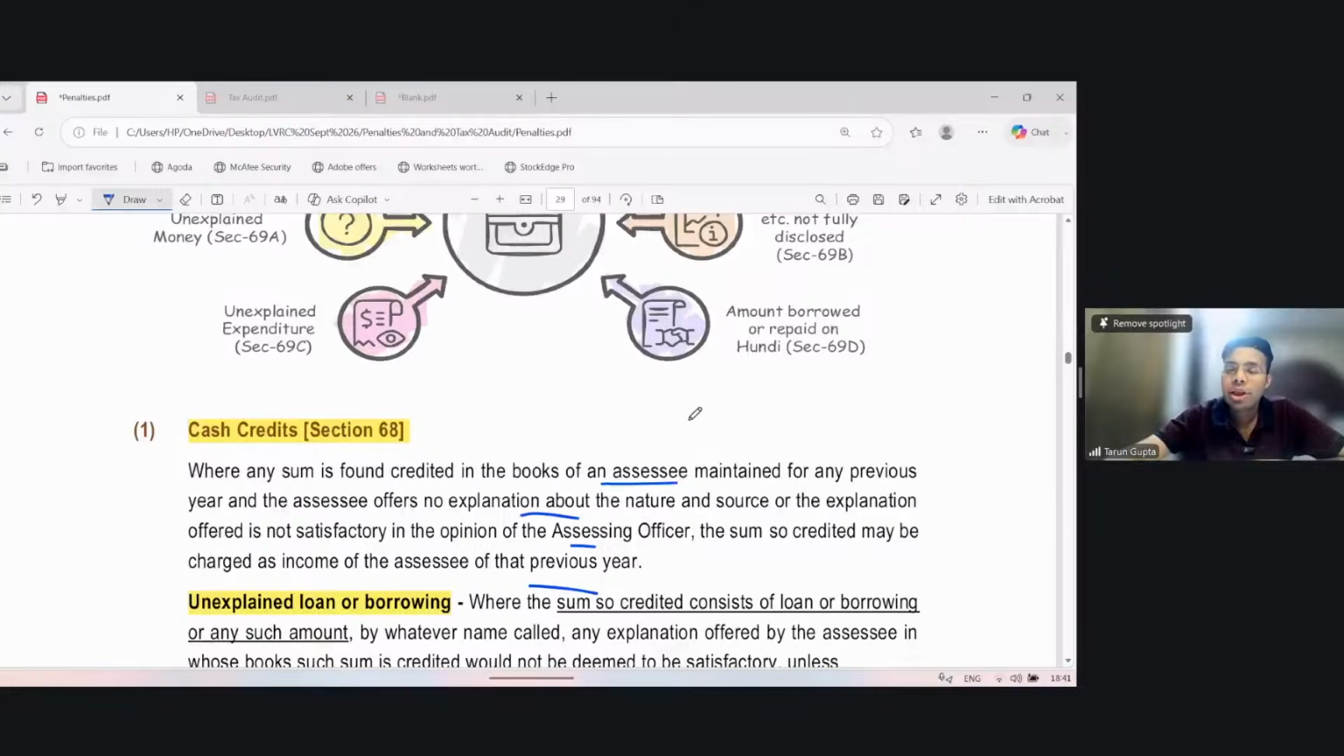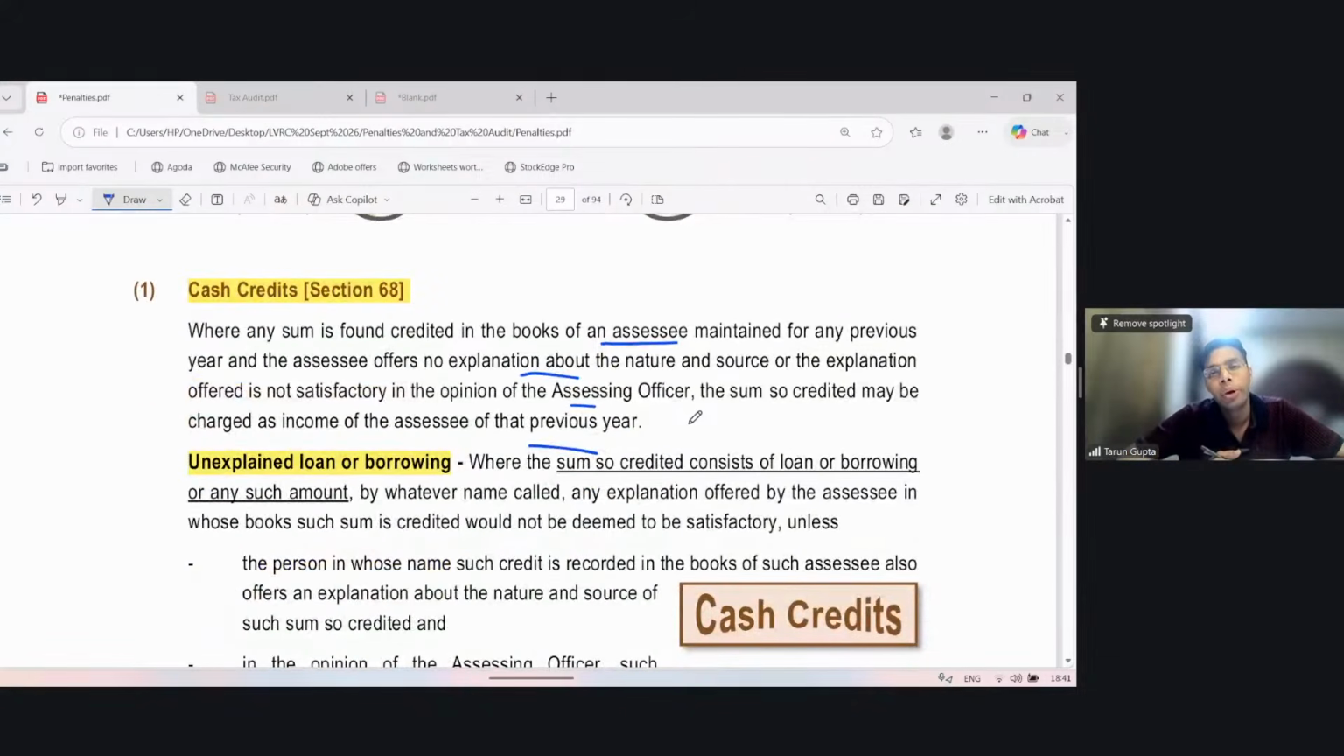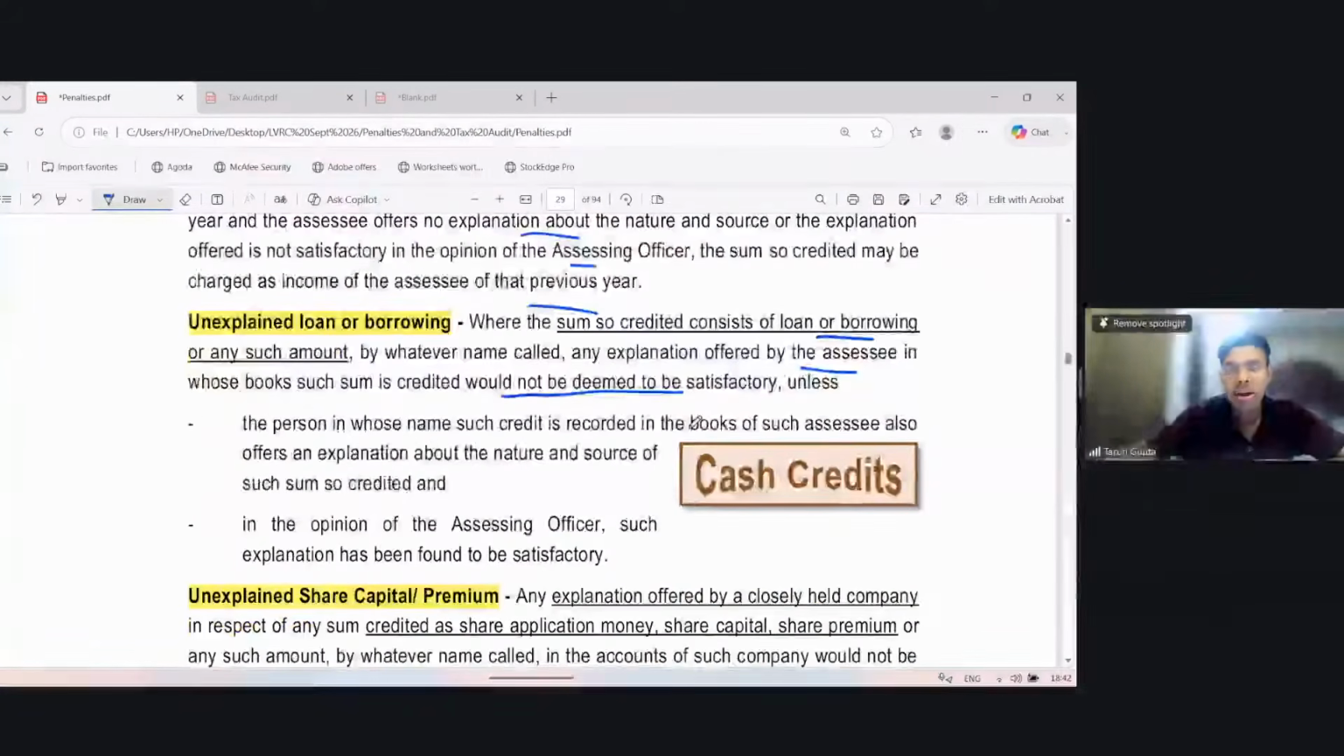Not only this, if such credit is in the form of loan or borrowing, then not only do you have to explain the nature and source, but the person in whose name such amount is credited also has to prove the nature and source of such amount in his hands. Where the sum credited consists of loan or borrowing or any such amount by whatever name called, any explanation offered by the assessee in whose books such sum is credited will not be deemed satisfactory unless the person in whose name such credit is recorded also offers an explanation about the nature and source of such sum.